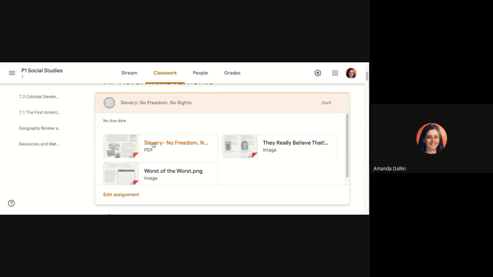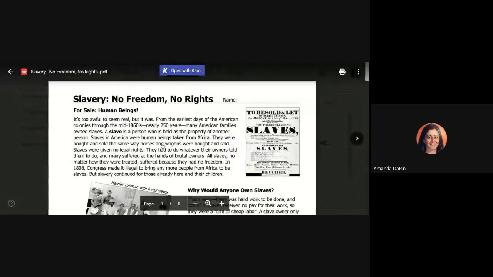So here we go. On Google Classroom, if you'd open up the assignment Slavery, No Freedom, No Rights, go ahead and open up the readings, and feel free to pause where you need to.